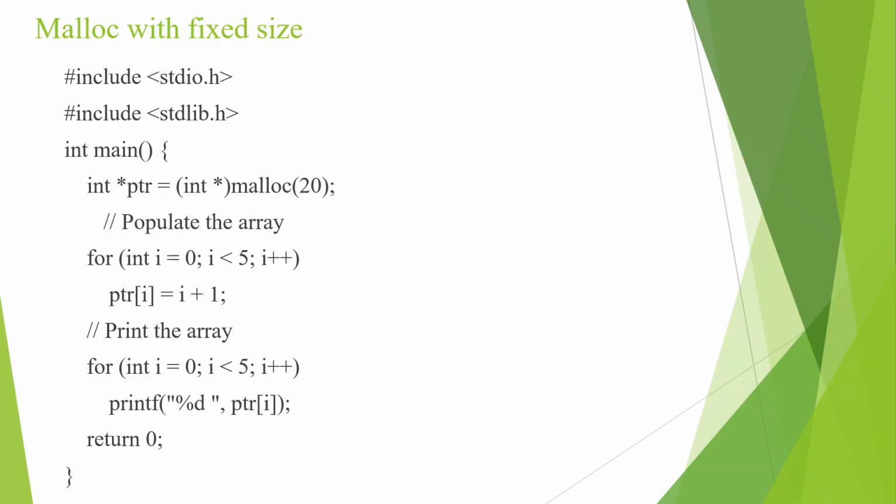In this given example program, first we are declaring the variable. What is the variable here? An int pointer, int *ptr = malloc(20). This creates space for 5 integers. Then we use a loop to assign values from 1 to 5, so ptr[i] = i + 1. Next, another loop prints the values. Now the output will be 1, 2, 3, 4, 5. This example demonstrates how malloc is used to create arrays dynamically.